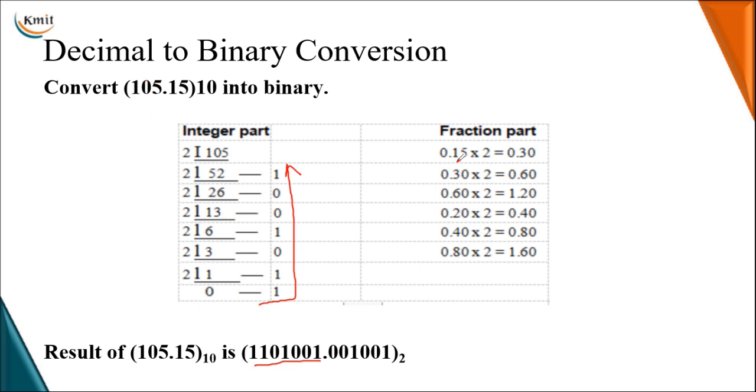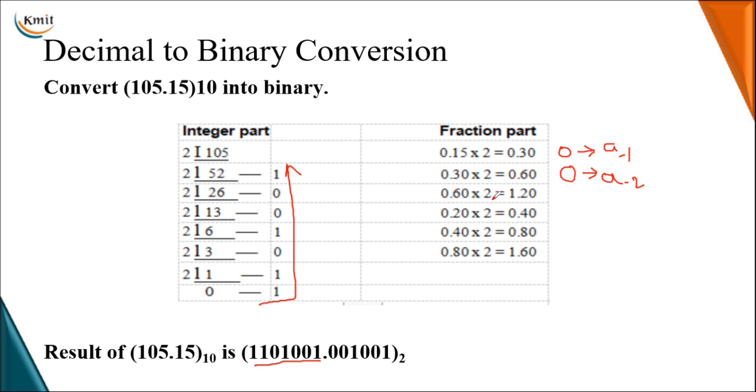Now 0.15, which is a fractional number, is multiplied with the base of 2. The product is 0.3, so the integer part is considered as the first bit of the fractional part of your binary equivalent, a minus 1. Then 0.3 we take and multiply with 2, obtaining a fractional part of 0.6. So this is considered as a minus 2, the second bit of your fractional number, and we proceed with further multiplication since my fractional part has not become 0.